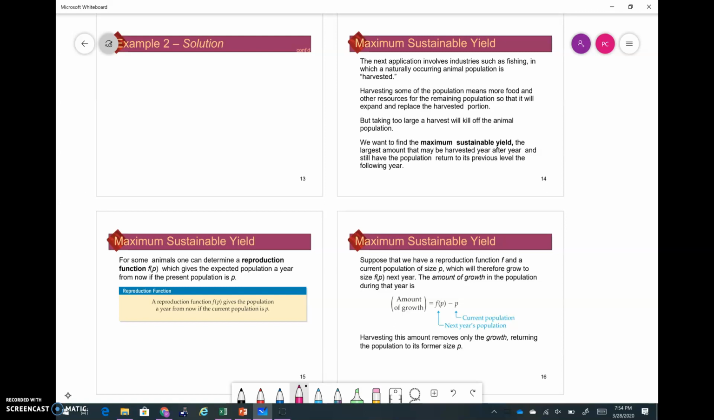So what you need to do is find what we call the maximum sustainable yield. This is the largest amount that may be harvested year after year and still have the population return to its previous level the following year. So this maximum sustainable yield would be used to figure out how many fish you could pull out while still maintaining the growth that you need.